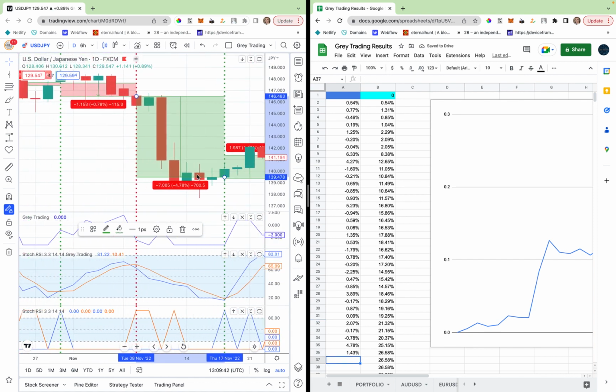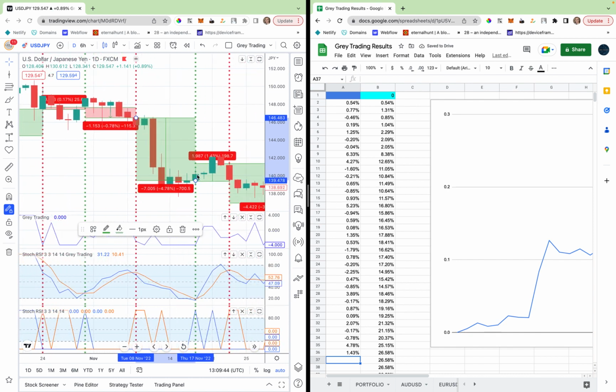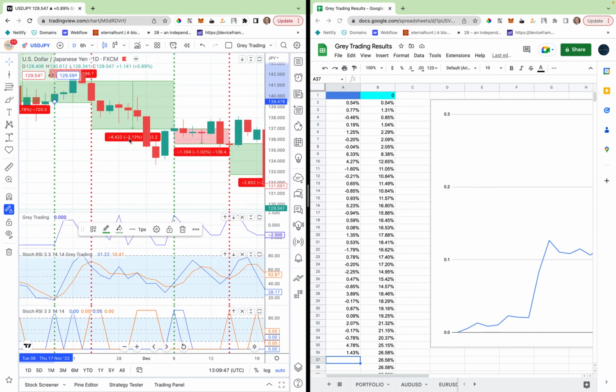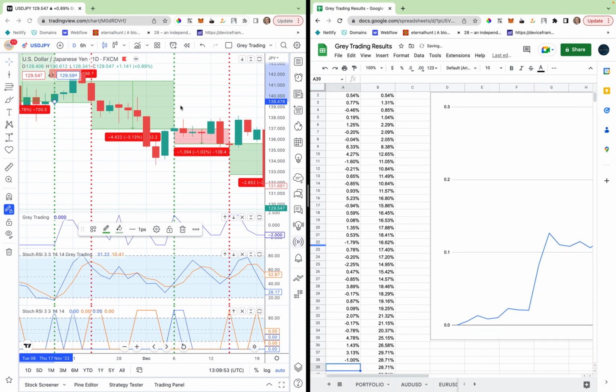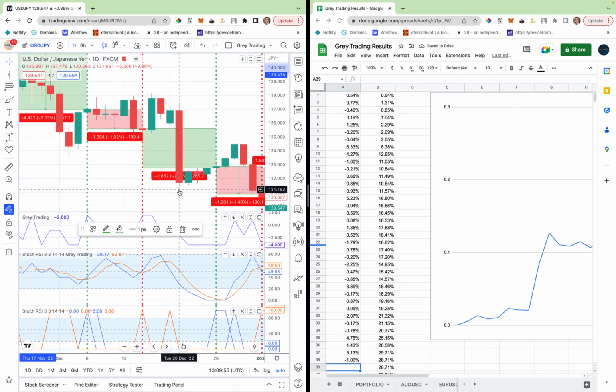Going to zoom out a bit. Hitting 30% now.